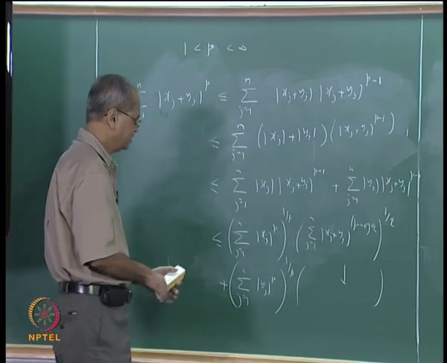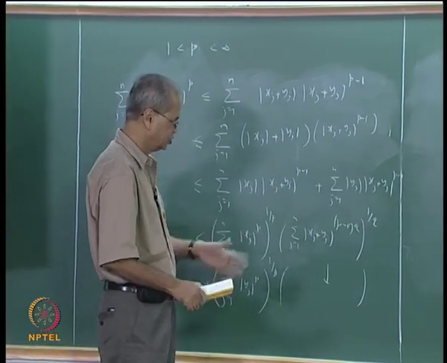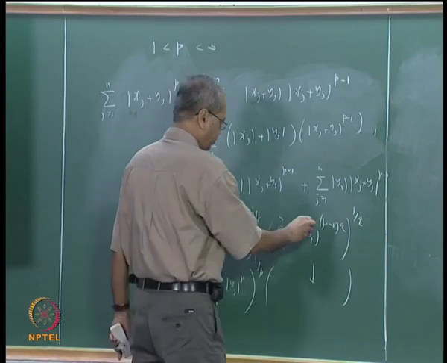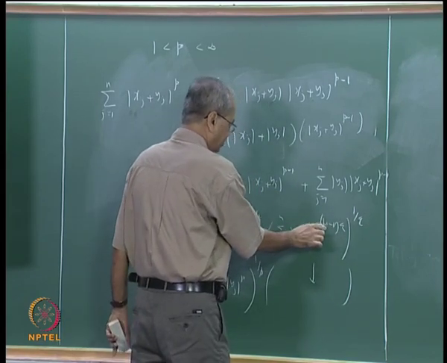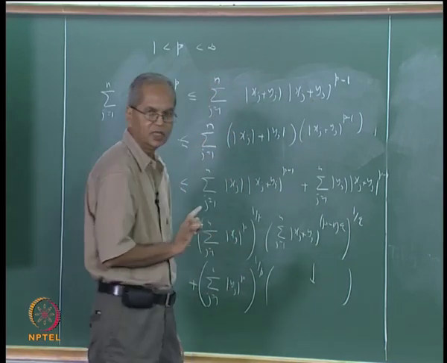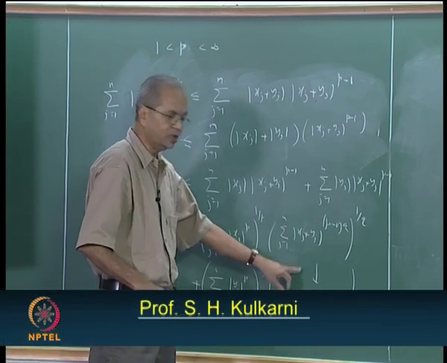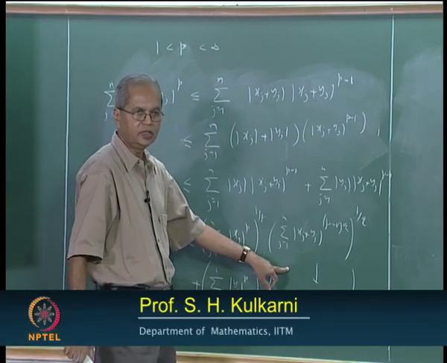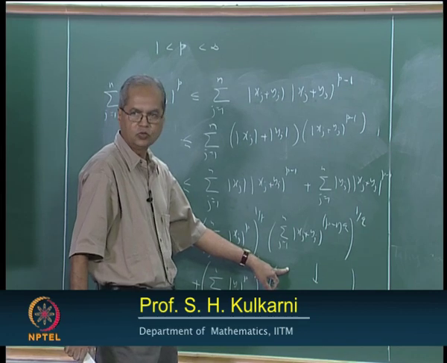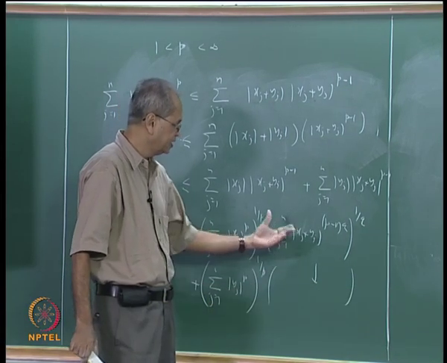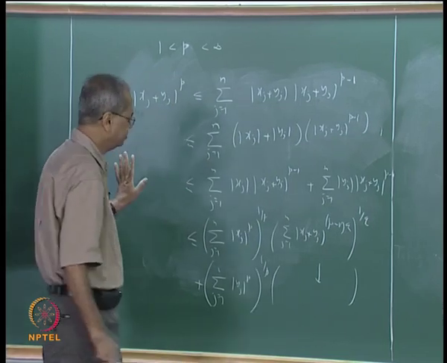Now you see that for this second term, there is something to be noticed, which we have already noticed: p minus 1 into q is p. That is a term which is common to both these terms. So what I want to do is take that term to the left hand side.